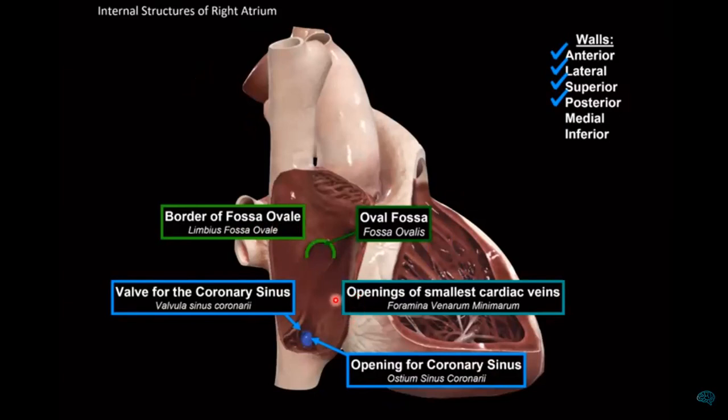So it will be here, the opening of the coronary sinus. This opening will be small. Why? Because the coronary sinus is also small. So which lies in the middle and the posterior wall? In the middle and the posterior wall, because we said the heart is tilted.